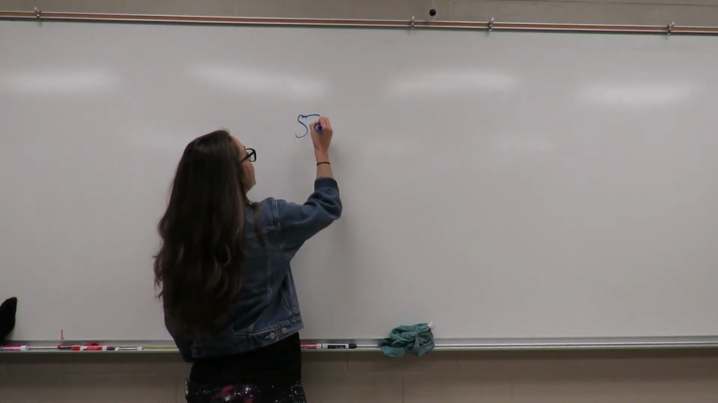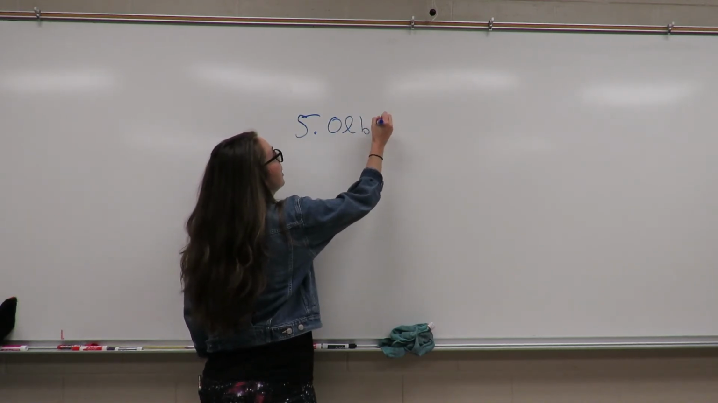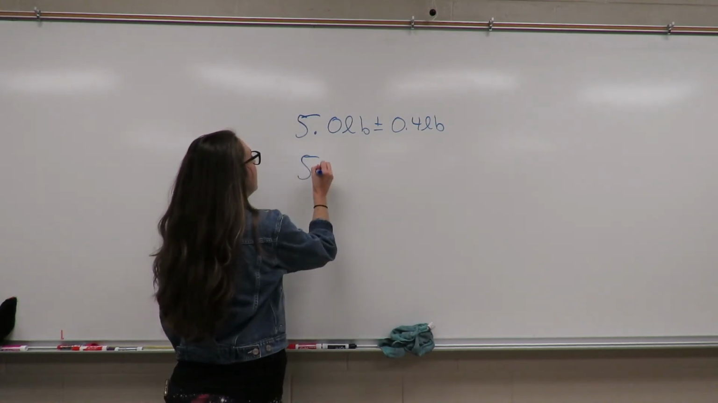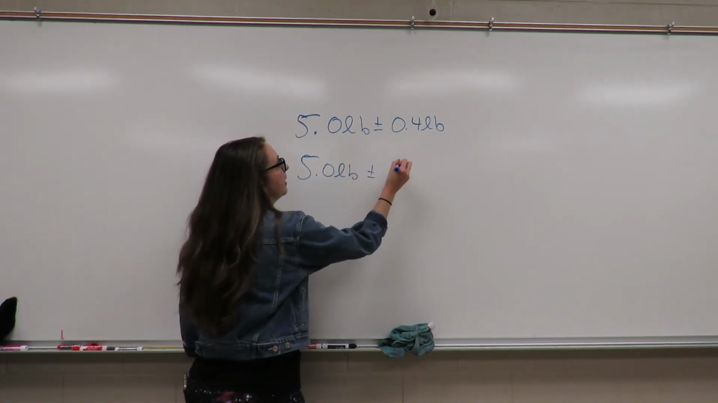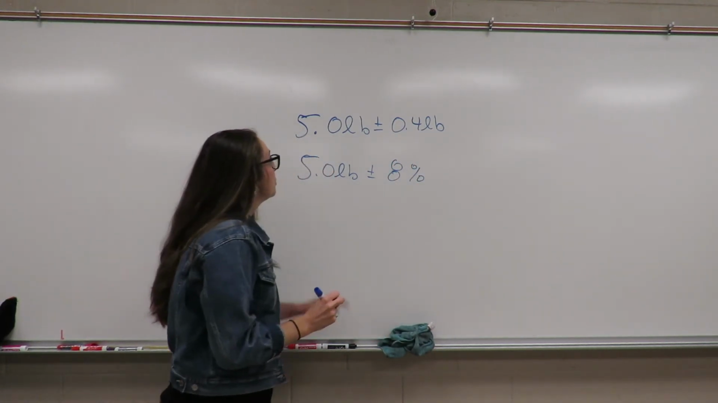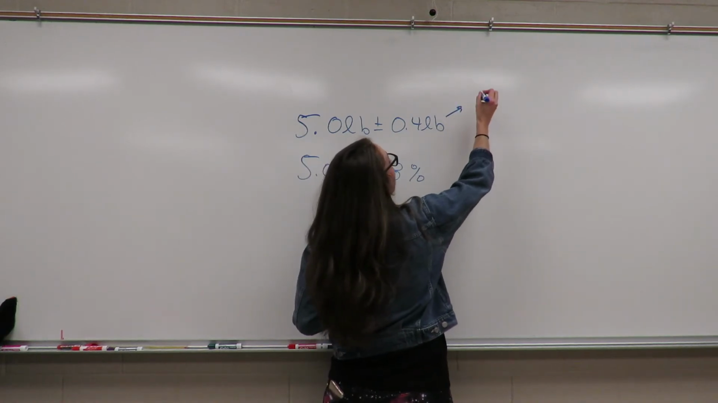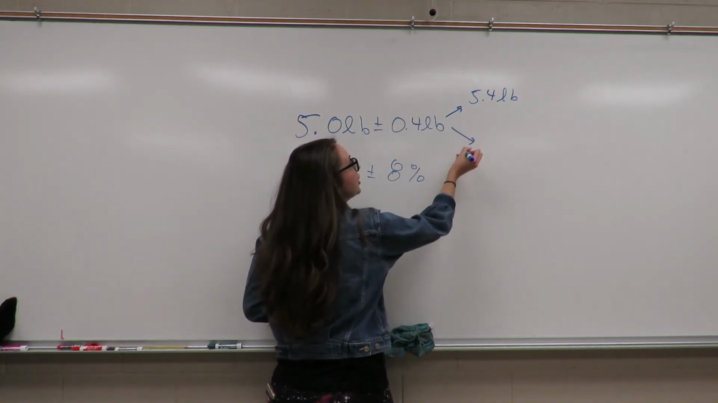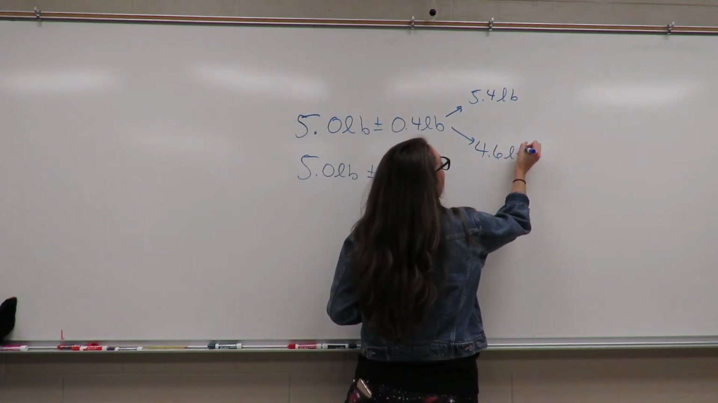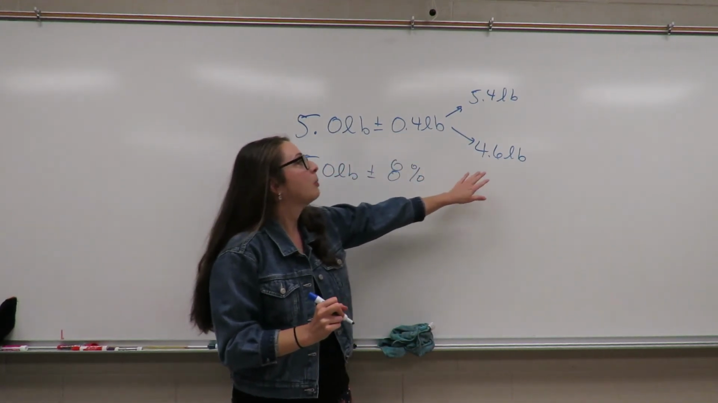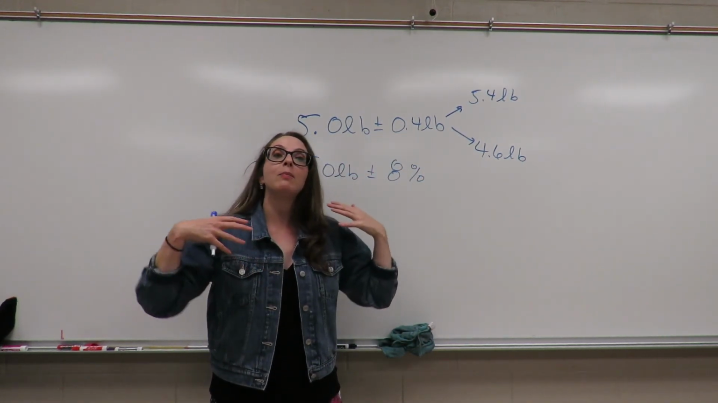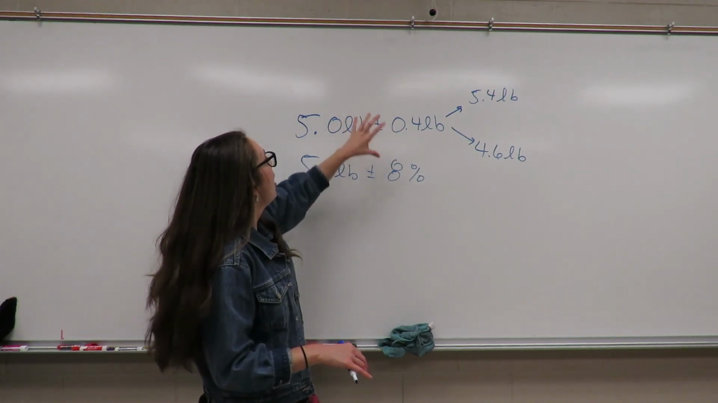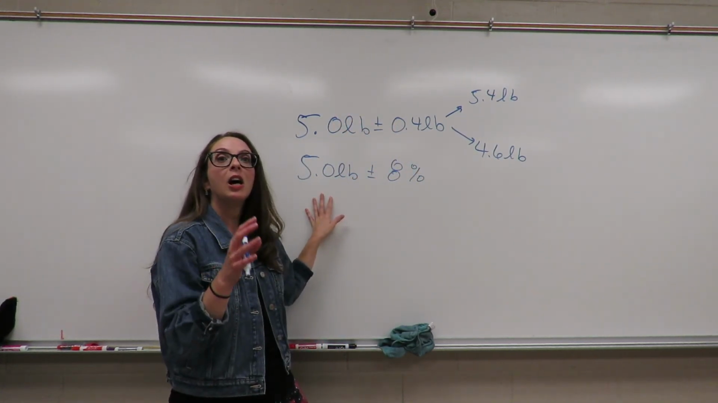Okay. One more thing, if I asked you to formally report that measurement with the uncertainty, this is how you would do it. You would say, I'm going to say 5.0 pounds plus or minus 0.4 pounds, okay? And we found that that was also 5.0 pounds plus or minus 8%, okay? So this tells us that my bag of avocados could weigh as much as 5.4 pounds, that's 5 plus 0.4, or as little as 4.6 pounds, okay? So that's the 5 minus 0.4 here. So my bags of avocados could weigh anywhere between 4.6 pounds and 5.4 pounds and still fall within this 8% uncertainty on the measurement.